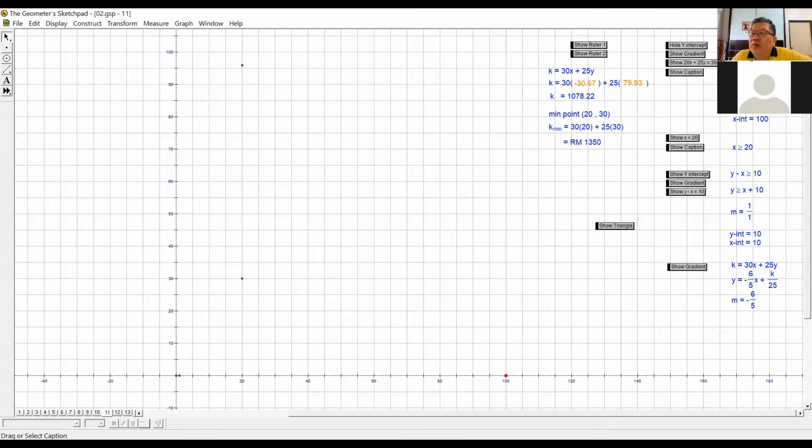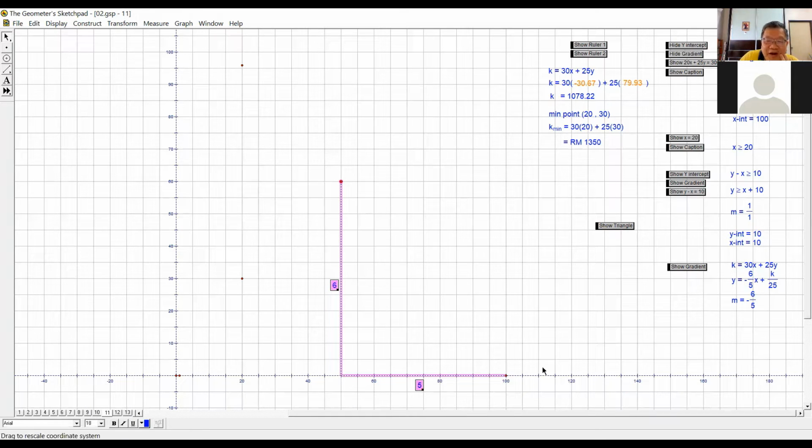Next, I have to plot the gradient negative 5 over 6. That means the horizontal distance is 5, the vertical distance is 6. So which direction am I going to move? The gradient is negative, so I have to move in this direction, then go up. If the gradient is positive, then I move in the positive direction, then positive. Okay, right. So show the gradient here. Now, in this case, the scale is the same. So very good.